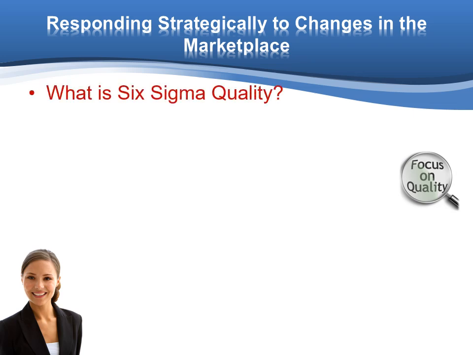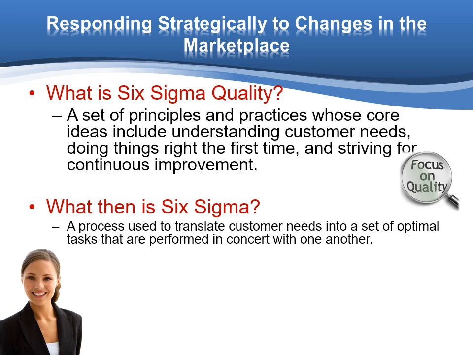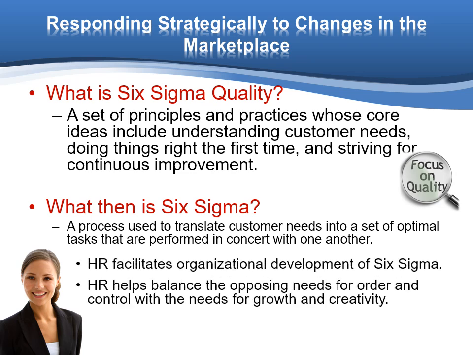So what is Six Sigma quality? It's a set of principles and practices whose core ideas include understanding customer needs, doing things right the first time, and striving for continuous improvement. Six Sigma itself is a process used to translate customer needs into a set of optimal tasks that are performed in concert with one another. And HR facilitates the organizational development of Six Sigma. HR also helps balance the opposing needs for order and control with the needs for growth and creativity.